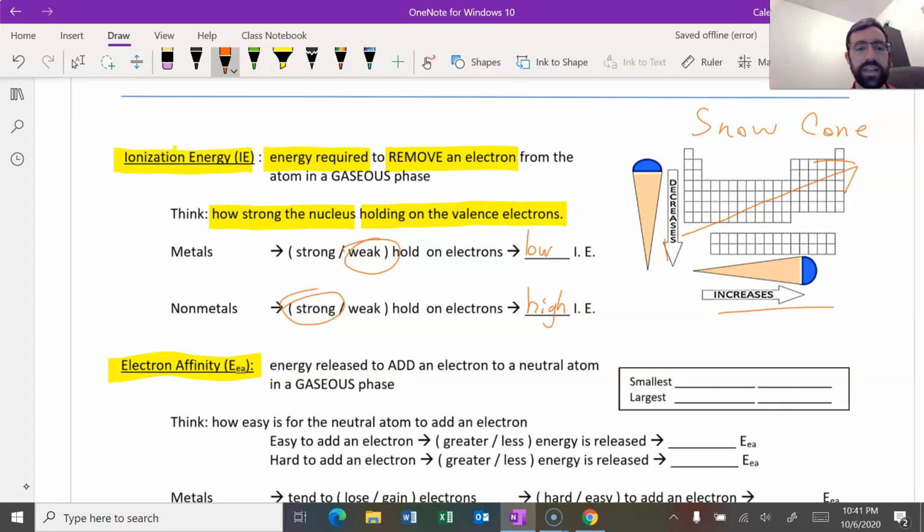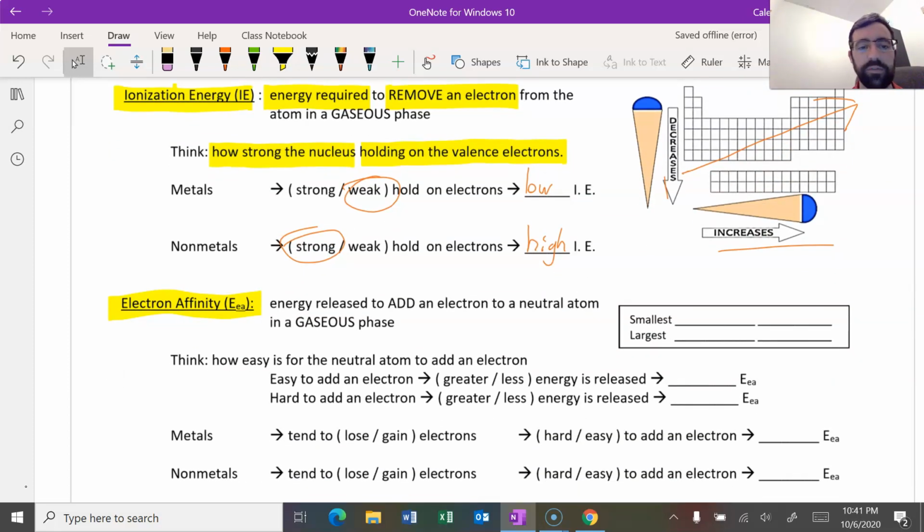Electron affinity is slightly different. Same general concept, but it's a little different because it is the energy released instead of the energy required to add an electron instead of remove an electron. So it's kind of the opposite. It's the energy that's released when an atom gets an extra electron, when a neutral atom gets an extra electron. And it follows the same trend.